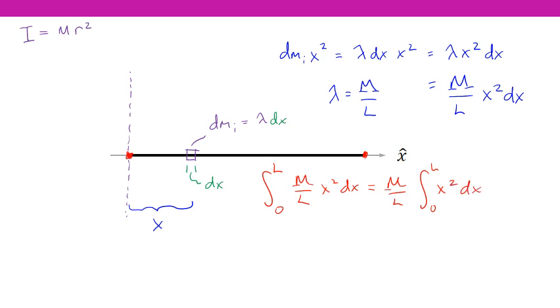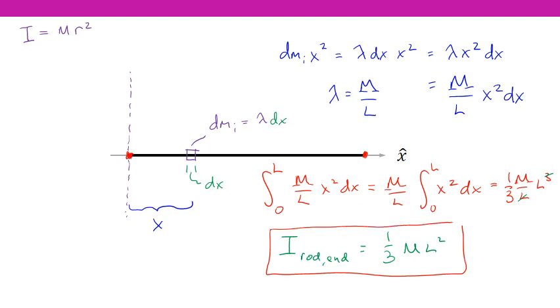And so when I work out the math, I get 1/3 the total mass divided by the length times the length cubed. And now I can cancel. And I get that the moment of inertia for a rod about its end is 1/3 the mass times the length squared, which if you look in a textbook, you would find that that is exactly the formula that you would get.